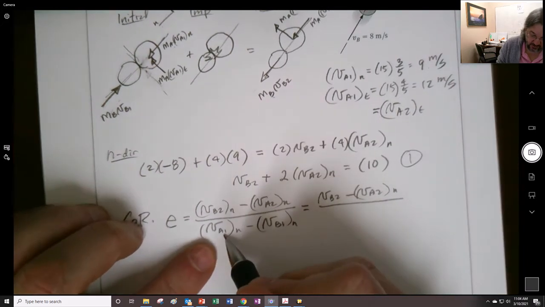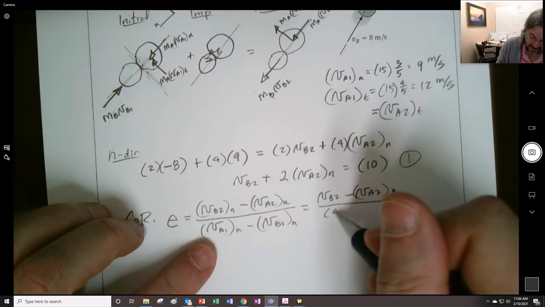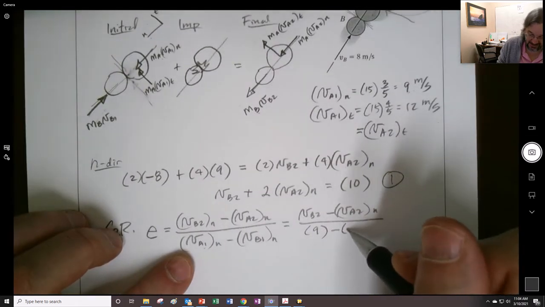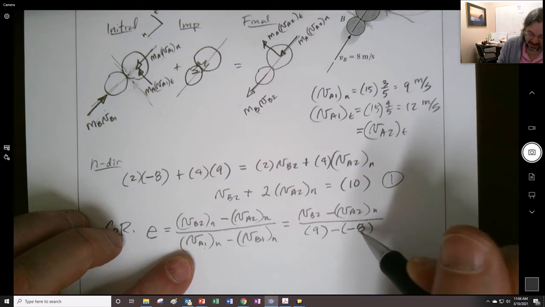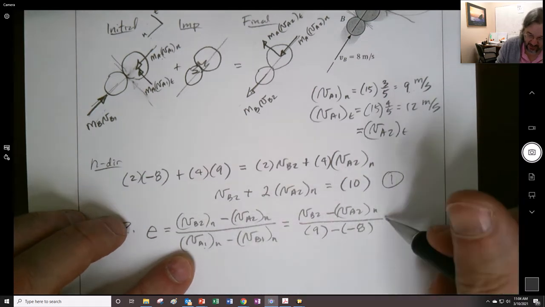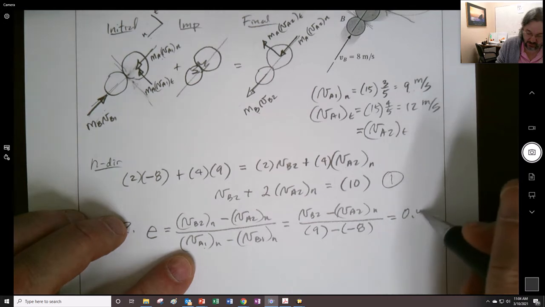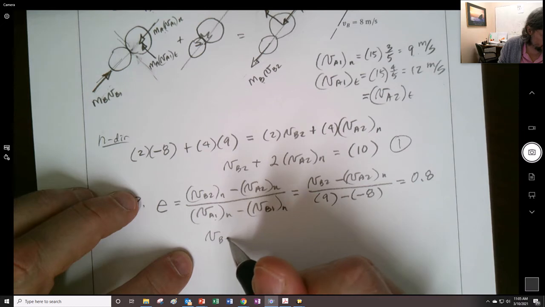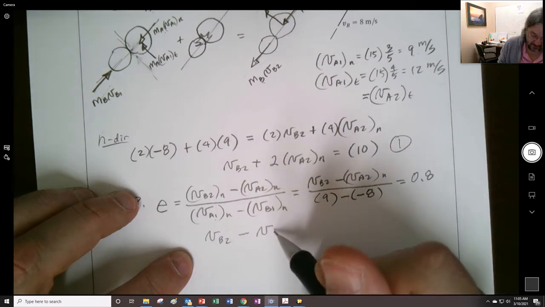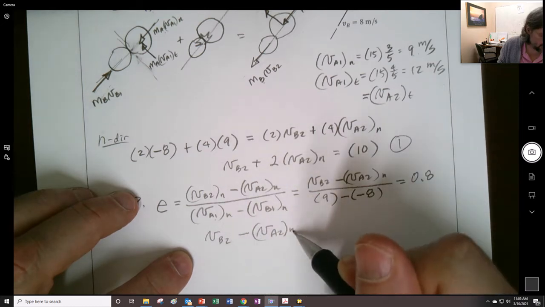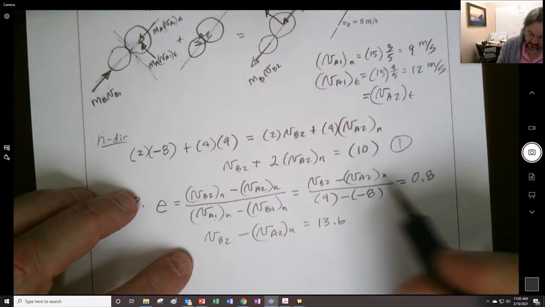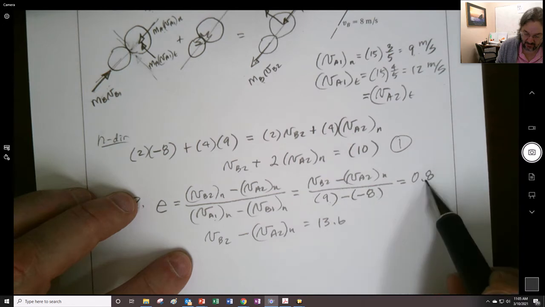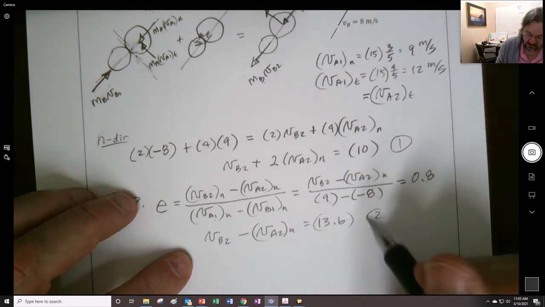Right here, this one is traveling at 9, that's the part right here. Minus, but you've got to be careful with that minus right there. That has to be minus, right? So these things do have signs and direction, and that's going to be equal to the 0.8. So when we write out an equation for this, VB2 minus VA2N is going to equal 13.6, is what we find. Is that true? Yeah, because that's 17 times 0.8. So this is going to be our second equation.